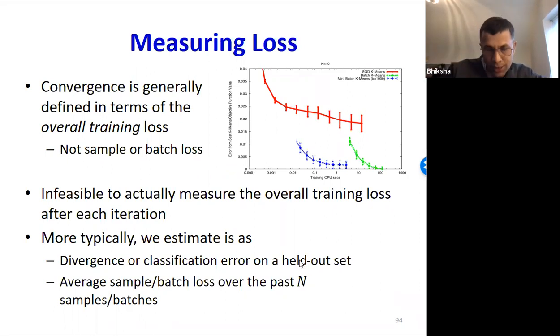When you plot your loss plots, those loss plots are not accurate. They are not telling you the true story. The true story would be the loss on the entire training data. But clearly, you're not going to be plotting that. So we use various other tricks like divergence or classification error on a held out set, or some average of the loss over the past 10 batches, or some running estimate, the various tricks that you guys have been using.